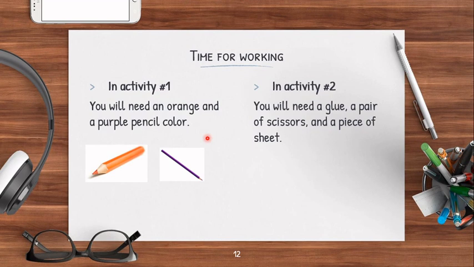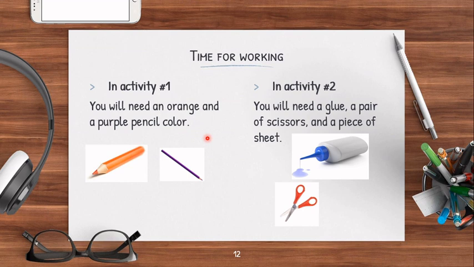And then in activity 2, you will need a glue, a pair of scissors, and a piece of paper. I'm sorry for the mispronunciation of this word. So once you have these three materials, you will cut some words that I'm going to provide to you, and then you will need to arrange them. You will unscramble the sentence, you will cut the sentence, scramble it, and then paste it back on another paper.